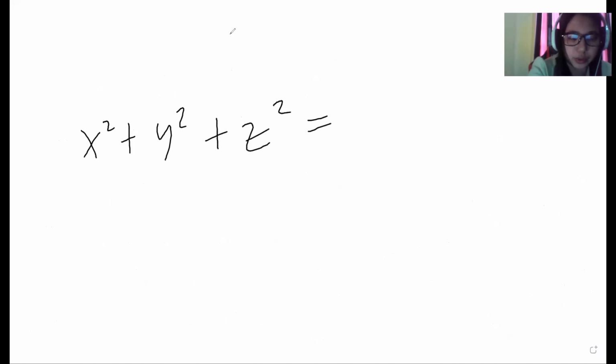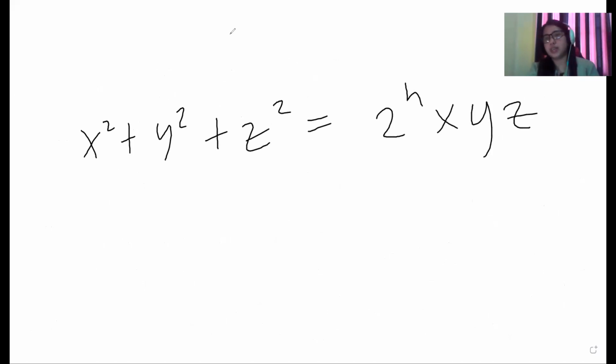And we can also write it as x squared plus y squared plus z squared is equal to 2 raised to n times x, y, z. Because, as you can see, when we factor out our 2, it resulted to 2 raised to n, x, y, z, when we obtained a result of 2 raised to 2.